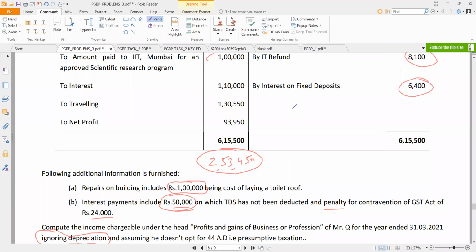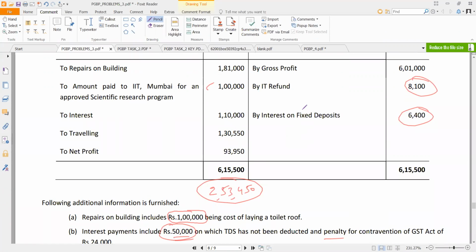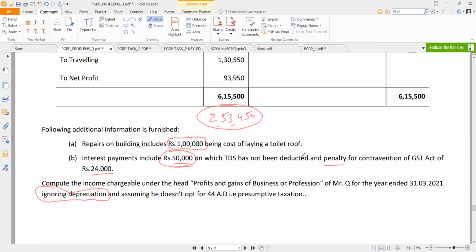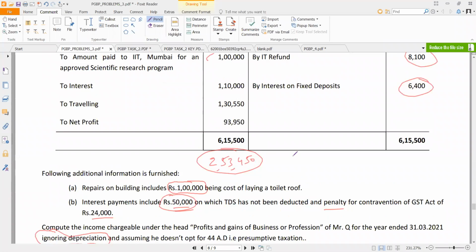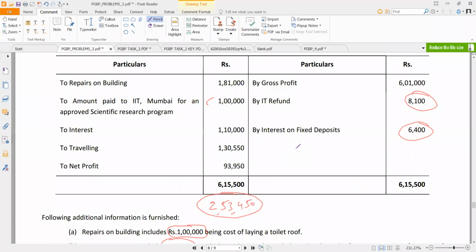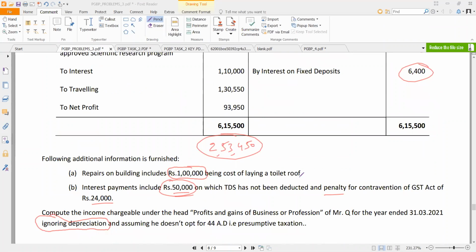So 93,950 minus 8,100 minus 6,400 plus 1 lakh plus 15,000 plus 24,000. What else is there? It is coming 218,450. How did you get 253,450?